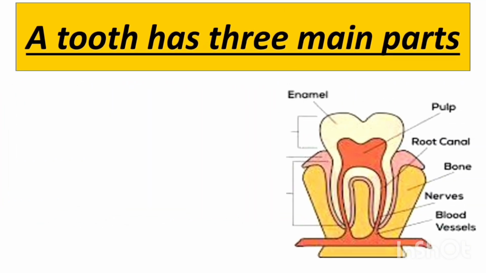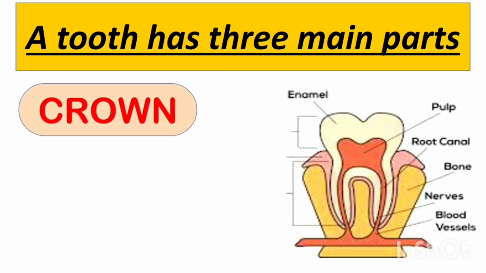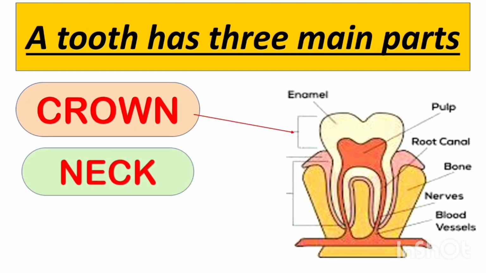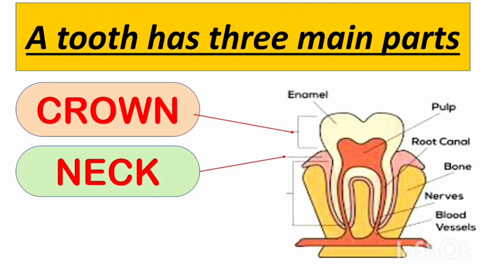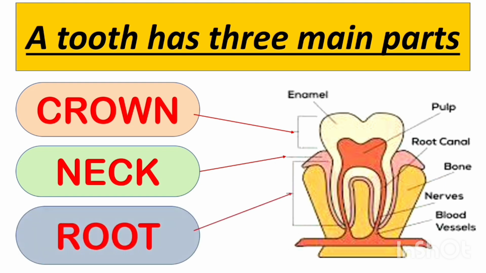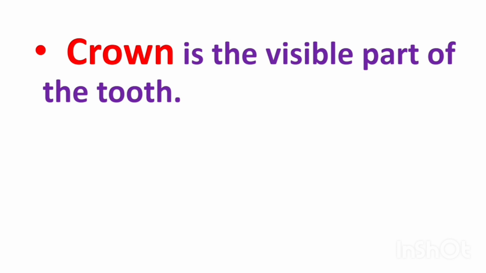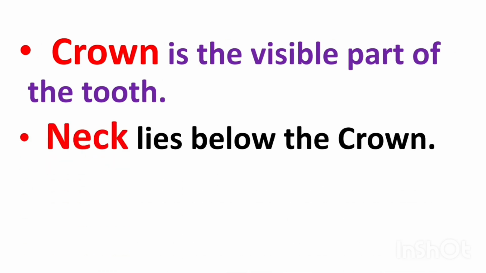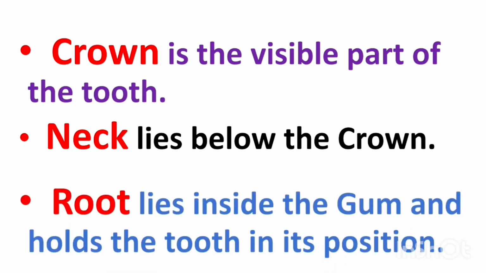So a tooth has three main parts. They are crown, that is the uppermost part of the teeth, neck, which is next to the crown and lies between crown and root, and the third, root, the bottommost part of our teeth. So first we will talk about crown. Crown is a part of teeth that is visible to us. Neck lies below the crown. Root lies inside the gum and holds the tooth in its position.